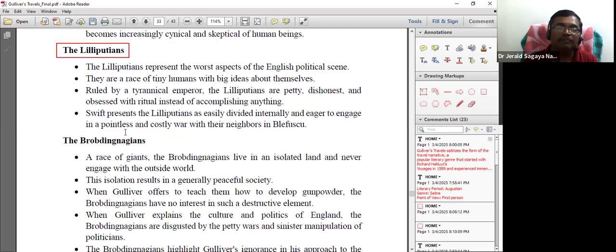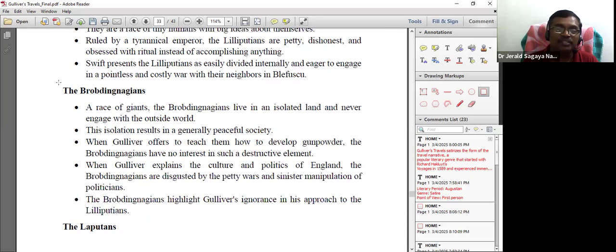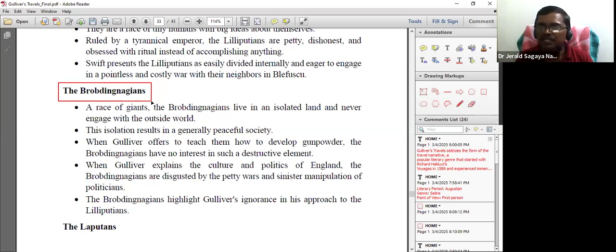Then he goes to another land, a land of giants, where Lemuel Gulliver becomes a very tiny creature. There you will find that the emperor of Brobdingnag listens to Gulliver, and Gulliver speaks very highly about his land, about warfare, about his political ideology. After listening to all these things, the king of Brobdingnag feels that the race of Lemuel Gulliver is one of the worst races in the world, because it is so tiny, but so notorious in killing people, in spreading war and chaos in the world.